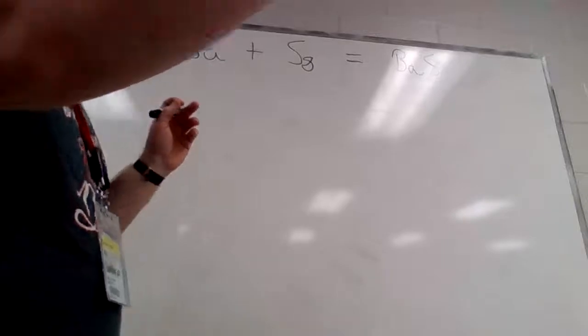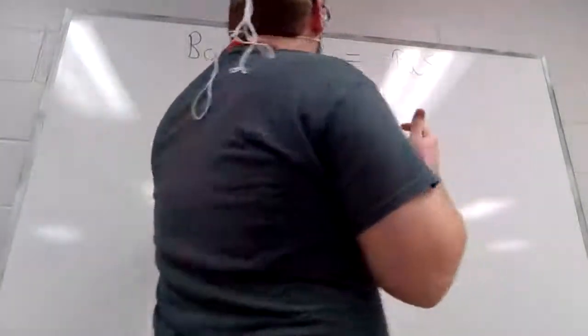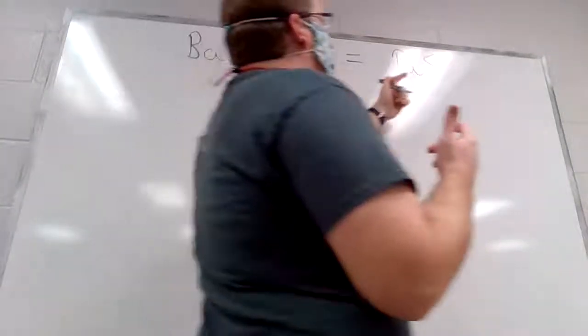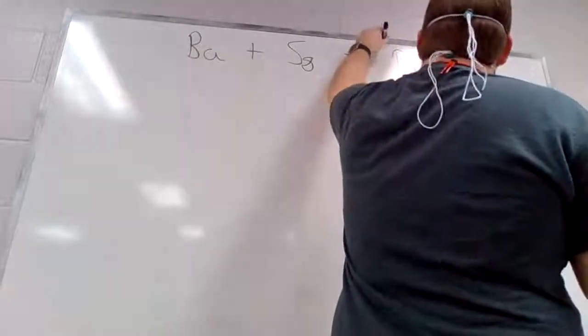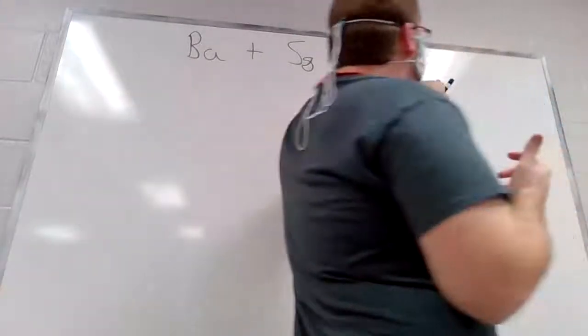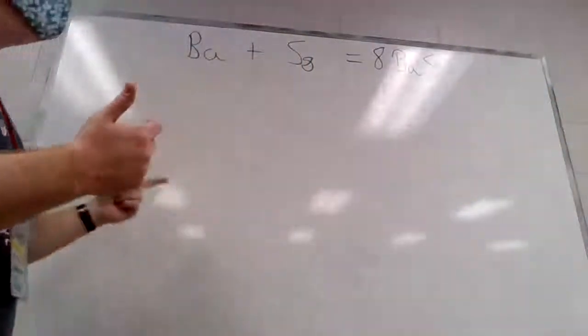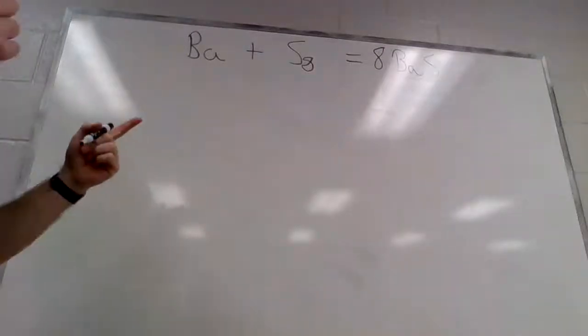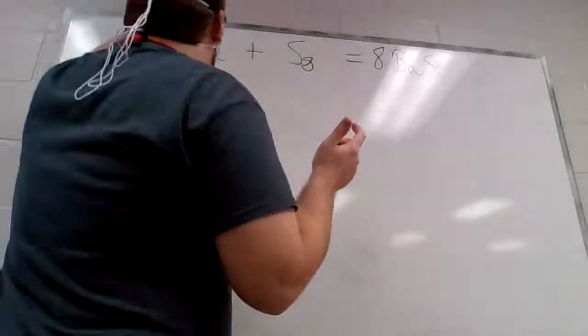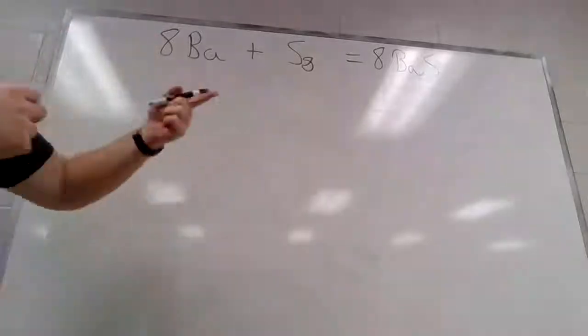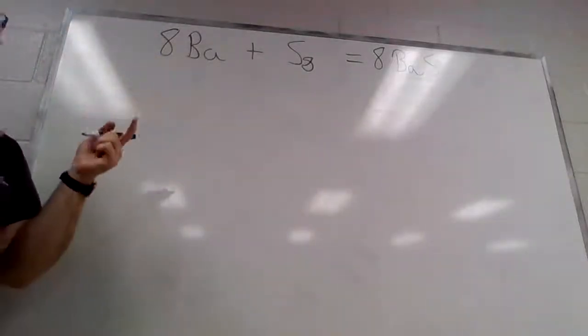Yes, I need to balance it, right? It has to be balanced because I got too many sulfurs on the left side. I need more on the right side. So I put an 8 in front of BaS. Now I have my sulfurs balanced, but what do I need to do? I need to balance my barium. So I put an 8 in front of my bariums. Now, am I nice and balanced? Yes, so I'm good to go.